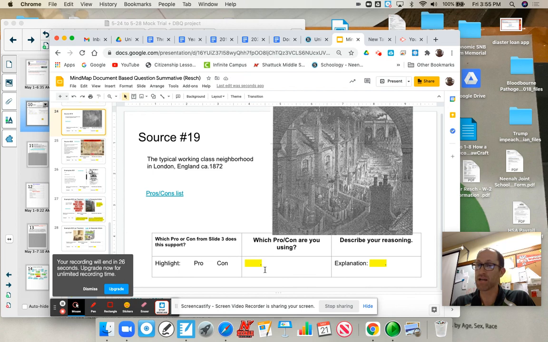And voila, it would link to my slide where I can see the smoke in the background. I would obviously have con selected or highlighted here, why this is a con, and an explanation of what I see, being the smoke and maybe the pollution.